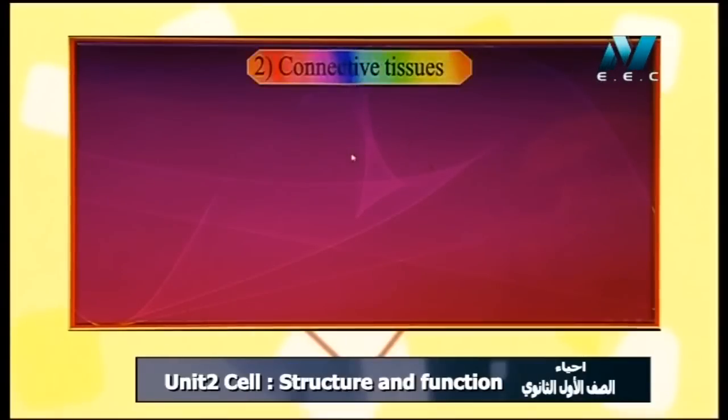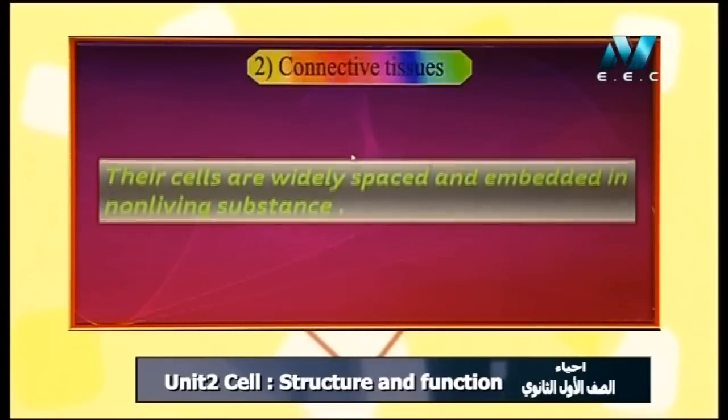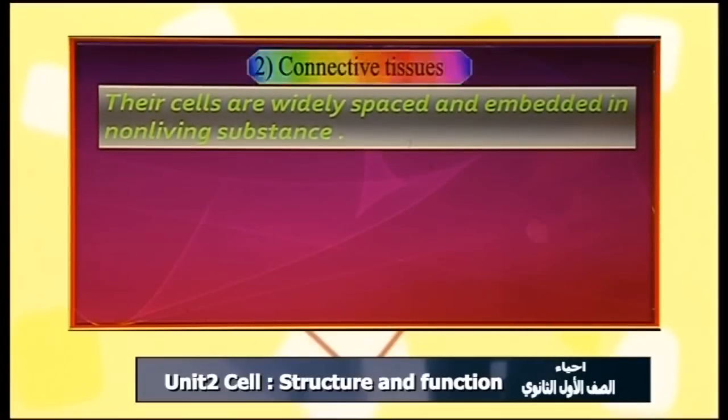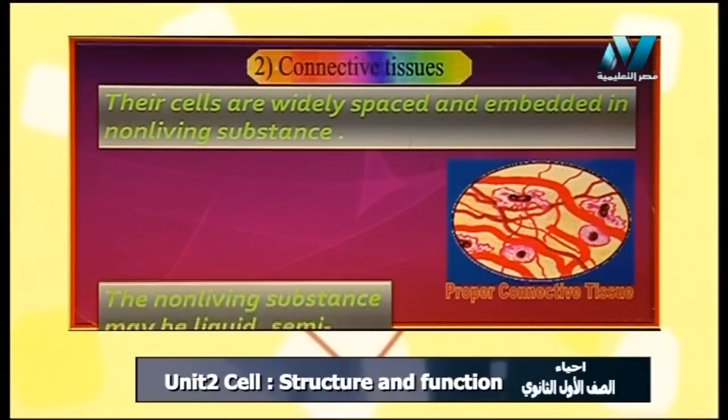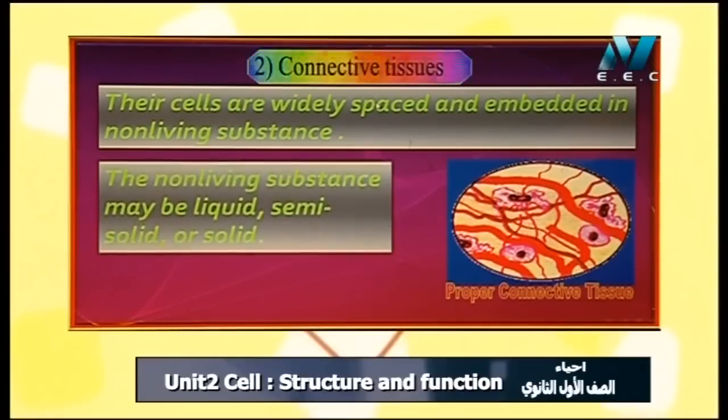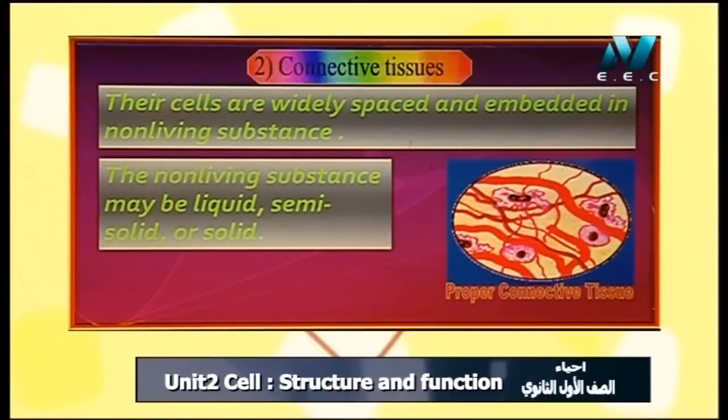The connective tissue is the tissue composed of cells that are widely spaced and embedded in non-living substance. The connective tissue is divided into 3 types: connective tissue proper, vascular connective tissue, and the skeletal connective tissue. The non-living substance between the widely spaced living cells is called the matrix. The matrix may be liquid, semi-solid, or solid.